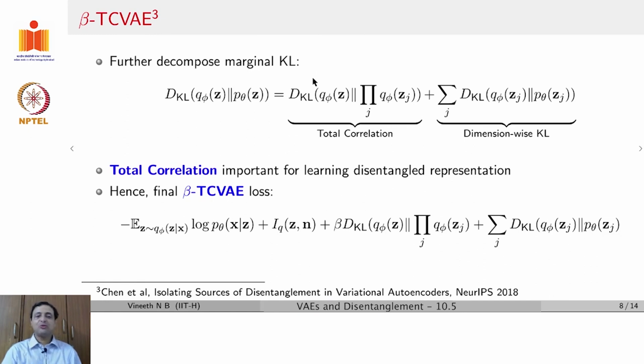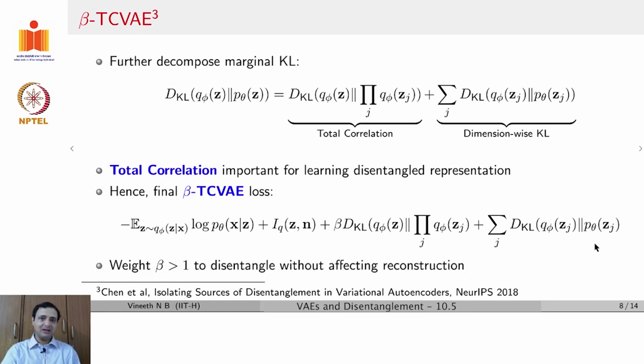This leads us to the final loss for the Beta-TCVAE, which simply puts together all the components that we've seen so far: the negative log likelihood, the mutual information, the total correlation, and the dimension-wise KL, which are the different components we saw. What is different? Notice now that your beta is only on your total correlation and not on any other terms in your overall objective. This allows us to focus beta for disentanglement only on that term and not affect the reconstruction capabilities of the VAE.